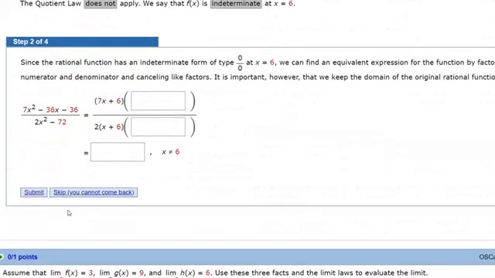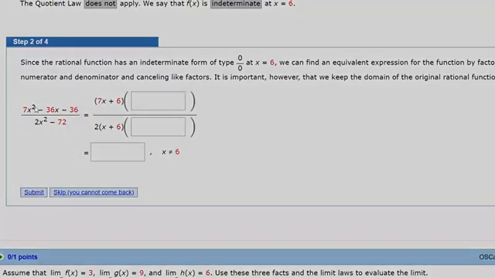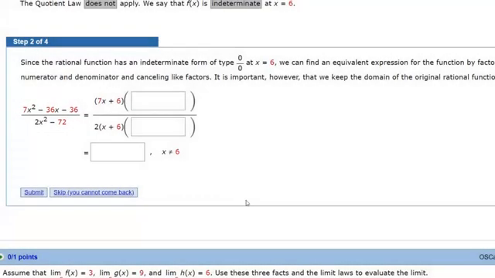Okay, next part. Since the rational function has an indeterminate form of type 0 over 0 at x equals 6, we can find an equivalent expression for the function by factoring. So they want you to factor the numerator and factor the denominator. And as a reminder of those factoring steps, here I can do this on a whiteboard for you.